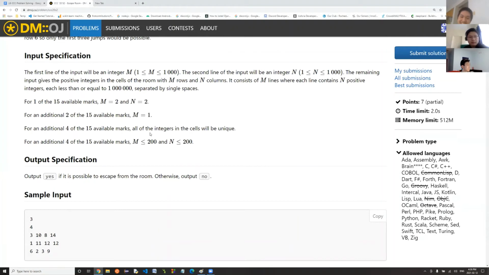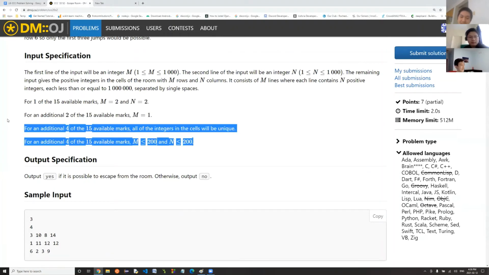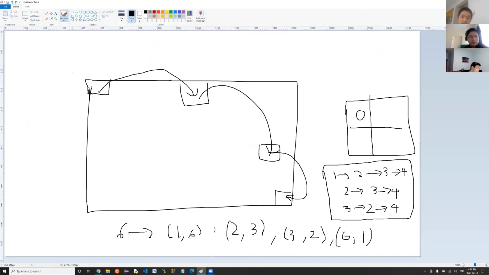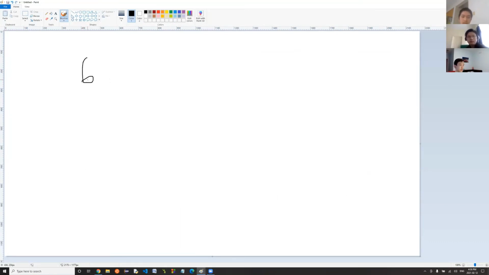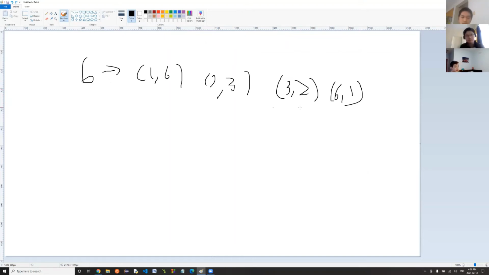So from here, we're going to look at the next one, which is all the cells are unique. For our recursive property, what we're going to do now is that from one square, we're going to go to all squares with a factor of that number in it, right? So let's say that we're from 6. From 6, we're going to go to 1, 6. We're going to go to 2, 3. And then we're going to go to 3, 2. And we're going to go to 6, 1. And that's going to be our base of recursion. And we're going to keep branching down.